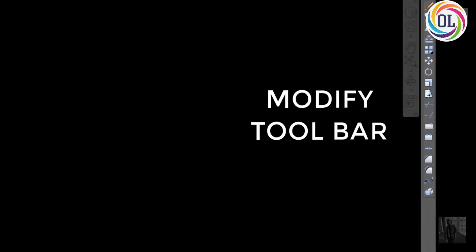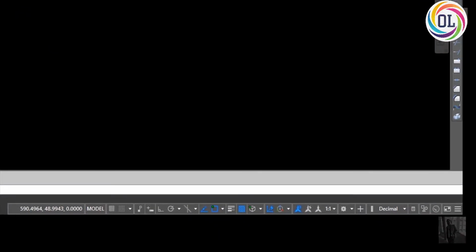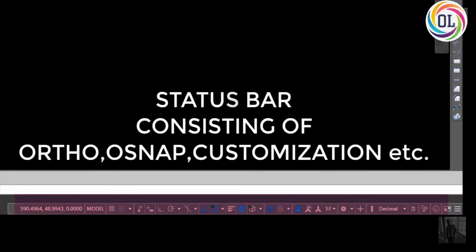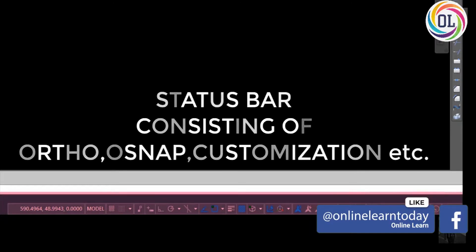On the extreme right side, we can see the Modify toolbar. The Modify toolbar is used to modify the drawings, for example, move, copy, rotate, etc. At the extreme bottom, you can see the status bar highlighting some of the lights as on and off respectively in the blue color. This combinedly is called as the status bar. In the status bar, we can see the status of ortho, coordinates, customization, units, etc.